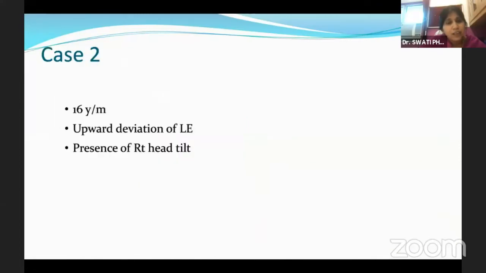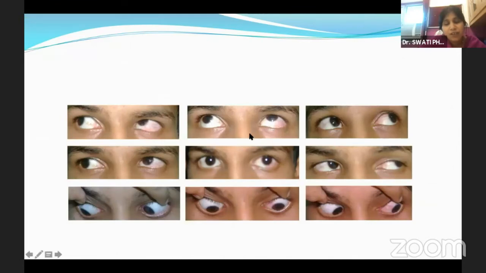So coming to case 2, this was a 16-year-old male who complained of upward deviation of the left eye with the presence of right head tilt. Now these are the ocular movements of this patient. You can see that the left eye is the hypertropic eye, which on dextroversion has an inferior oblique overaction.